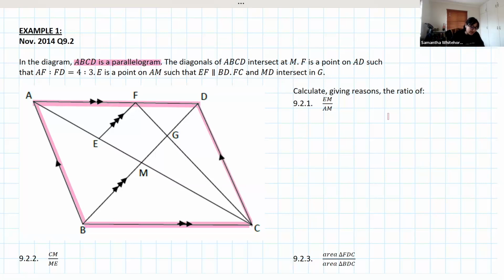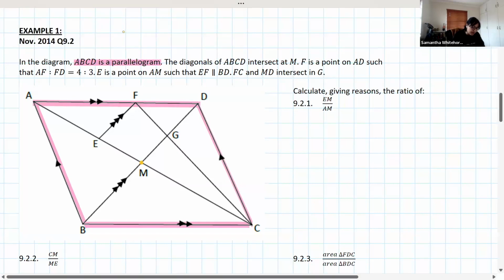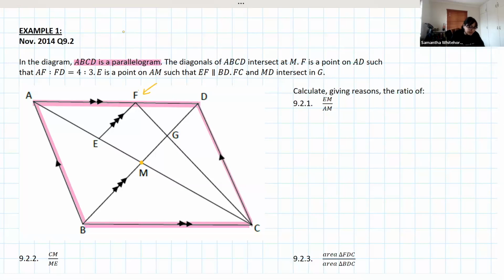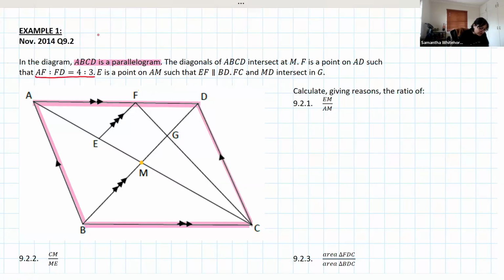We're then told that the diagonals of this parallelogram ABCD intersect at M, which is this point over here in the middle with the yellow dot. F is a point on AD, so here's F at the top here, such that AF to FD is 4:3. Now remember though, these are not lengths that we're given. This is a ratio that I'm giving you. So it's just telling you what proportion these sides are in. So AF is 4 parts, I'm just going to use x, whereas FD is 3 parts. That obviously means that we know that the whole length AD is 7 parts.